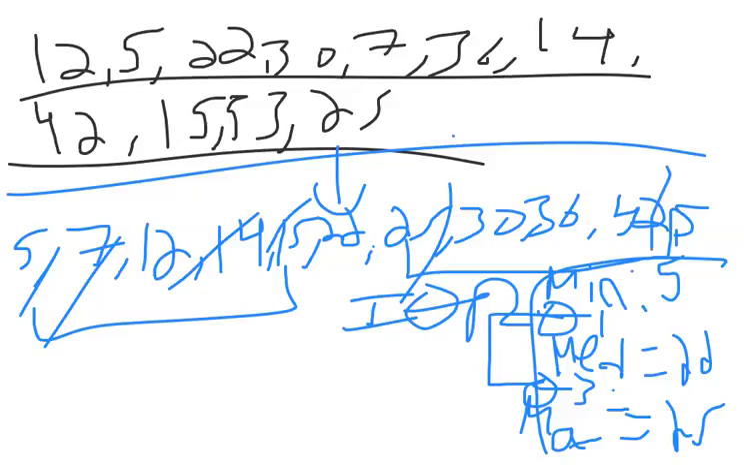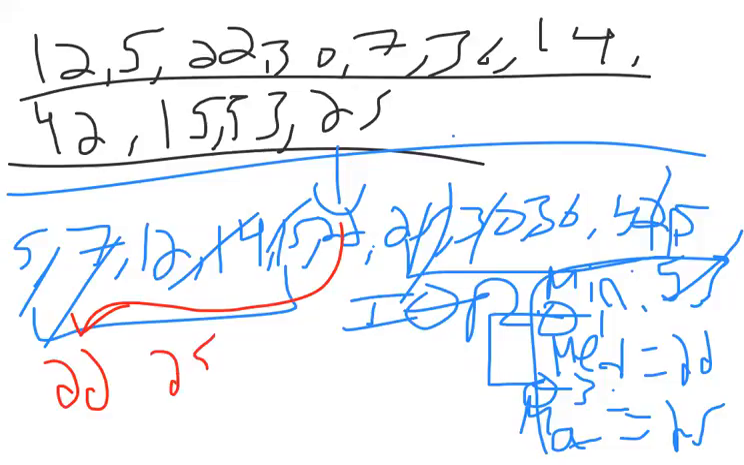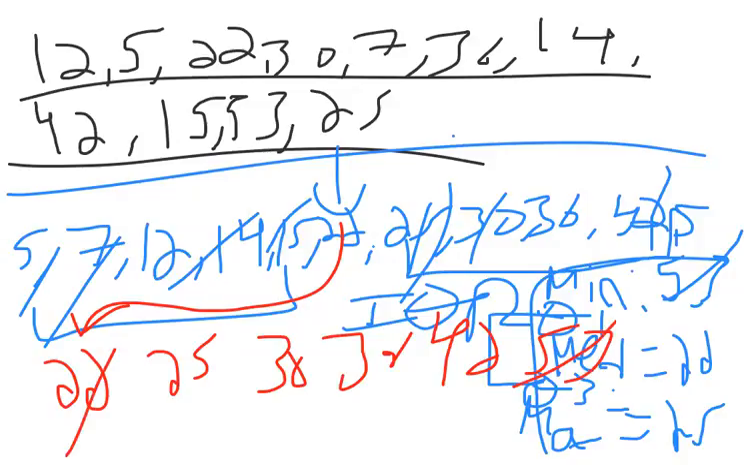So 1, 2, 25. Oh, this is 53 here. I forgot. So 1, 2, 3. I'm just going to write the right half again, because this is the median we have. That's 22. And then we have 25, 30, 36, 42, 53. Oh, wait, you don't include the median. Sorry. So that's going to be 36.